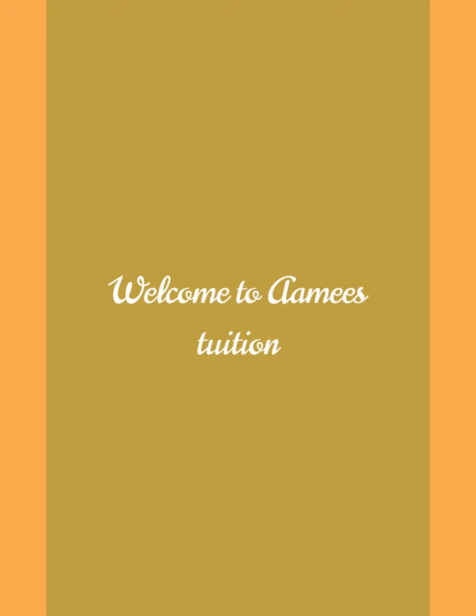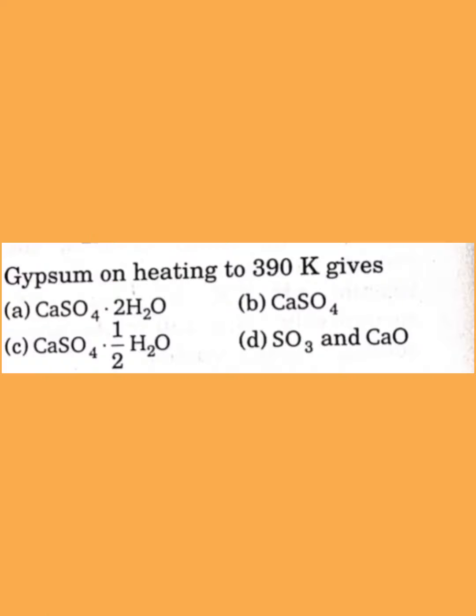Today's video is on 2018 ICR Question Answer Part 2. First question, gypsum on heating to 390 Kelvin gives options: A, CaSO4 2H2O; option B, CaSO4; option C, CaSO4 half H2O; option D, SO3 and CaO. The correct answer is option C, CaSO4 half H2O.